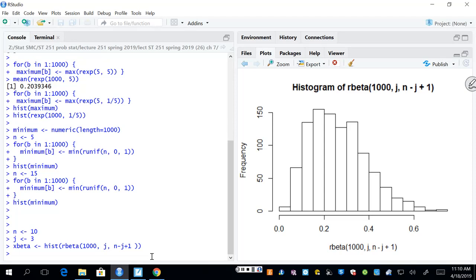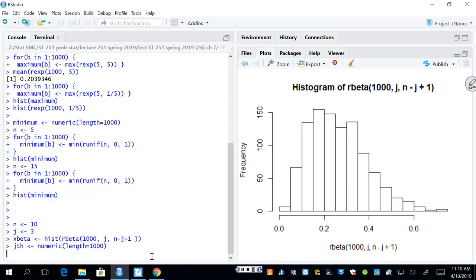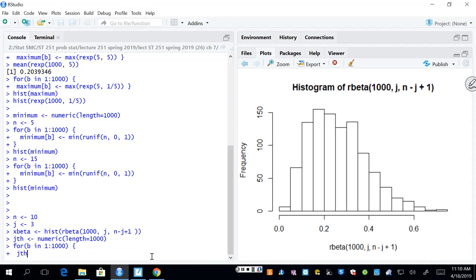The other way to do that, right? It's the same thing as simulating, let's say, 1,000 times. And for b in 1 to 1,000, we're going to say the jth order statistic for that replication is, one way to do it, we can take random uniforms. We said n is 10, so we're going to have 10 uniforms between 0 and 1. We're going to sort them in ascending order. Right? And the third order statistic, let's take the third one.